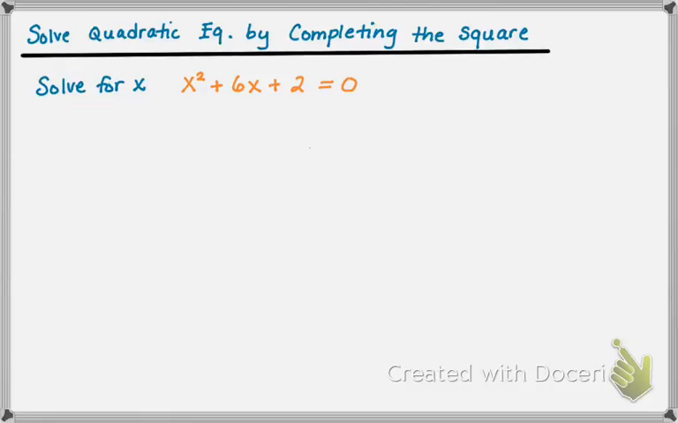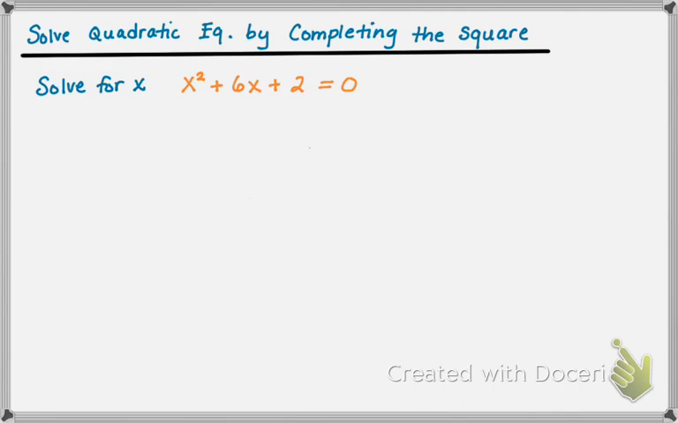So we use completing the square to help us solve quadratic equations that are not factorable. So I'm looking for what x value would make x squared plus 6x plus 2 equal to 0. And there's no way I can try to rearrange the equation to get 1x by itself and figure out what x is, because there are two terms of x's.